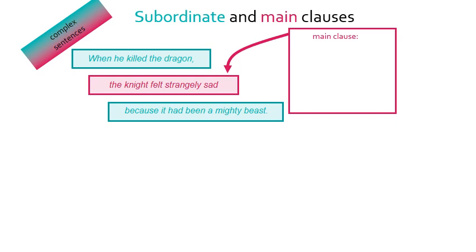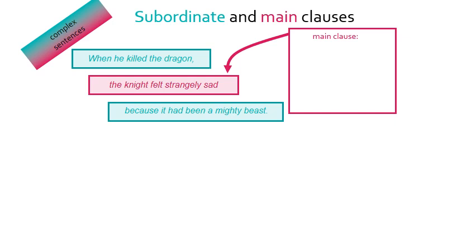Let's take the third one alone also. Because it had been a mighty beast. If I come and tell you "because it had been a mighty beast," don't you feel also that there is something wrong here? There is something unknown, something that hasn't been explained. Does it give you a complete thought or a complete idea? No, I don't think so. So I cannot consider it alone as a complete sentence. But the one in the middle gives me a complete idea.